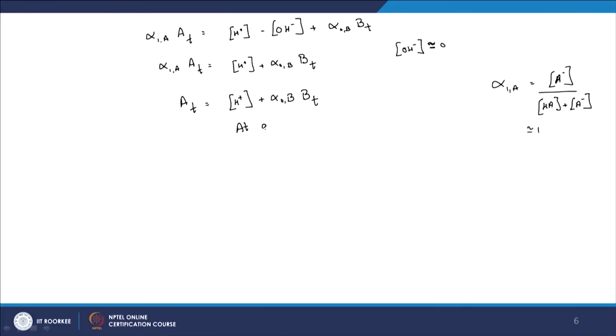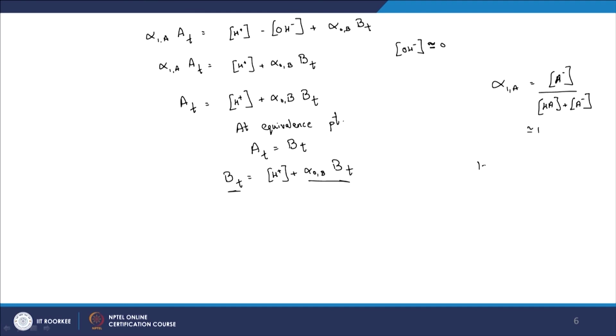At the equivalence point, what do we know? We know that the amount of acid added would be equal to the total amount of the base present in the solution. So now we are going to use that to simplify our equation here, pardon me. At the equivalence point, you know that A total is going to be equal to B total. So now I am going to have B total equal to the concentration of H plus, plus alpha naught of B into B total. And again, taking this term out onto the left hand side, what will I have here?